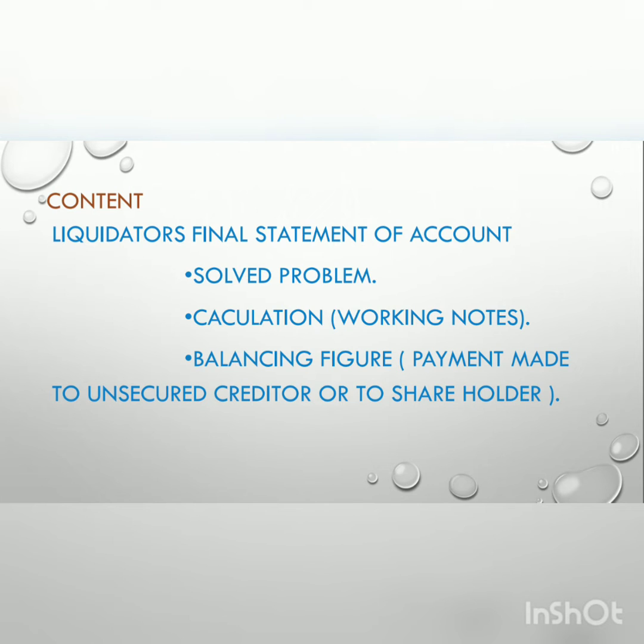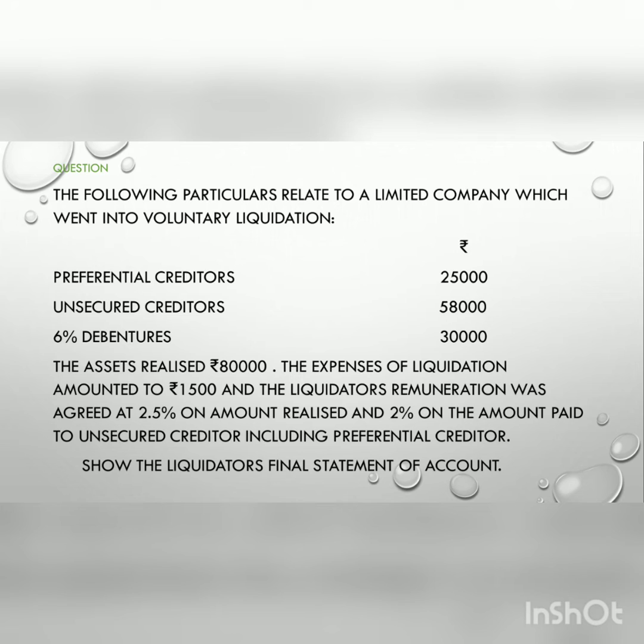Today, we are going to learn how to solve problems in liquidator's final statement of account, working notes for calculation, and how to find the balancing figure of the problem. Let's look into the question. In this question, they clearly mentioned that a limited company goes into voluntary liquidation, so they appointed a liquidator who helped the company to sell all assets at market price, and the total amount is mentioned as asset realized. The total asset realized value is rupees 80,000.